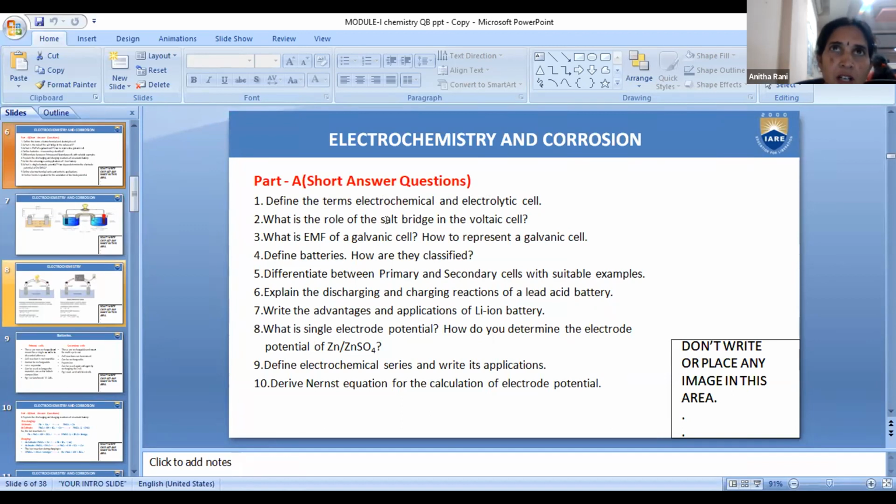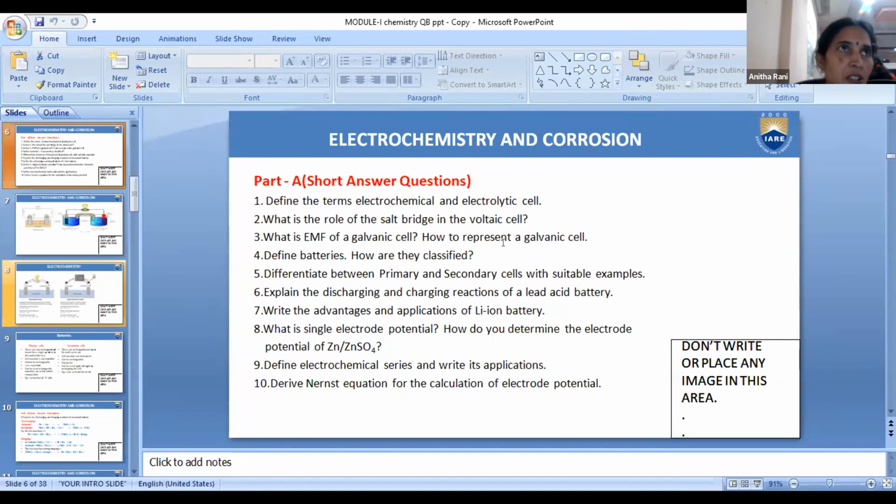What is the role of the salt bridge in a voltaic cell? What is the function of the salt bridge? It provides the neutrality of the solution, in both the half cells, the anodic half cell and the cathodic half cell. What is the EMF of the galvanic cell? Definition: the maximum potential difference between two electrodes in a cell.